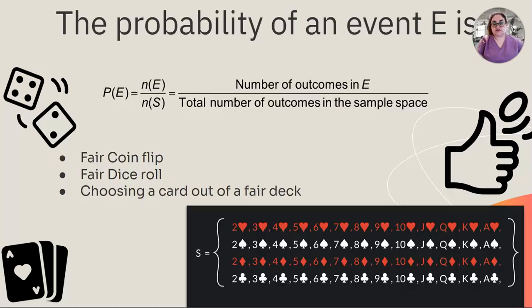You can do the same thing. What's the probability of getting a suit that is a heart? There are 13 out of 52, so that's a 1 out of 4 probability of getting a heart.